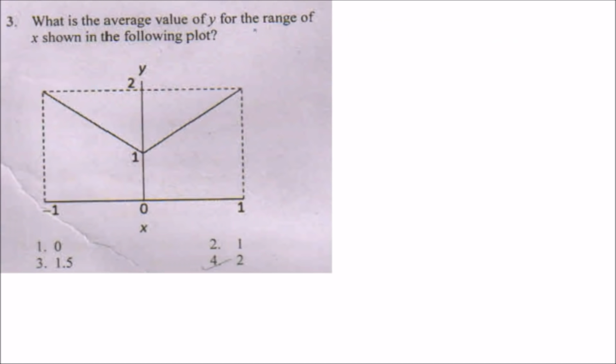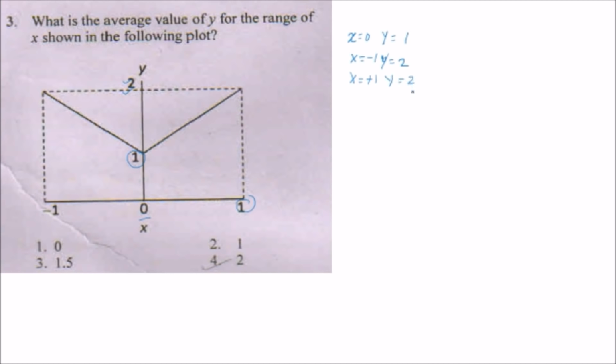There will be a total of 8 siblings in the family. Next question is, what is the average value of y for the range of x shown in the following plot? When x is equal to 0, y is equal to 1. When x is equal to 1, y is equal to 2, and again when x is equal to minus 1, y is equal to 2.